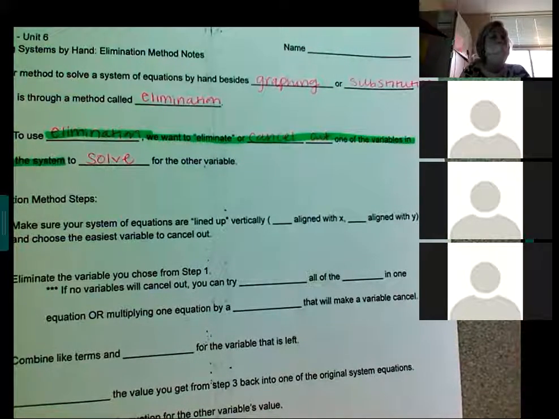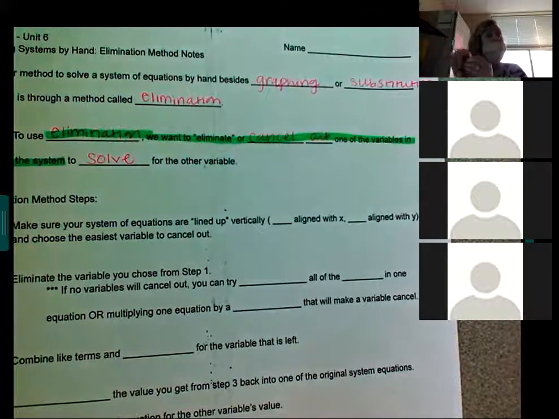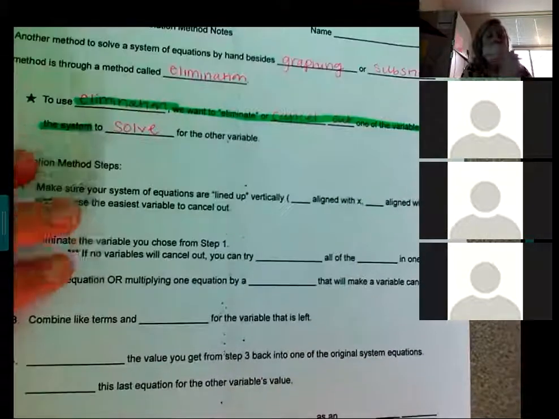So again, for the third time, elimination is just another way to solve a system. If you hated substitution, you don't have to do it anymore. You can use elimination if you like that better. If you don't like elimination, I do want you to do it in the notes, but then when you get to the homework, if you'd rather do substitution, that's up to you. All right, steps for elimination.